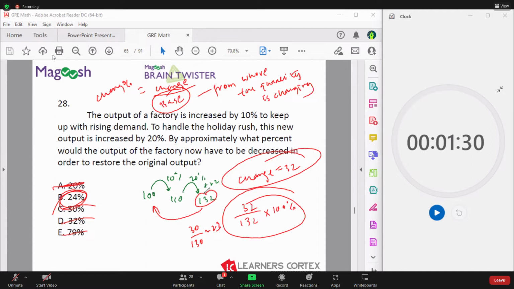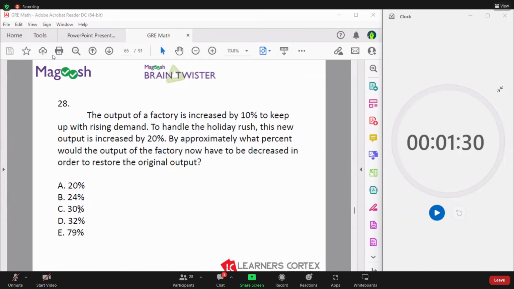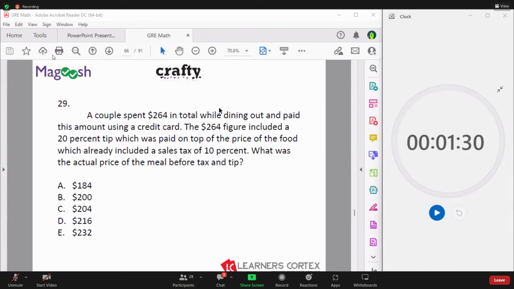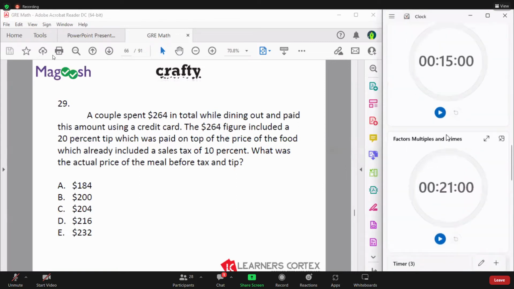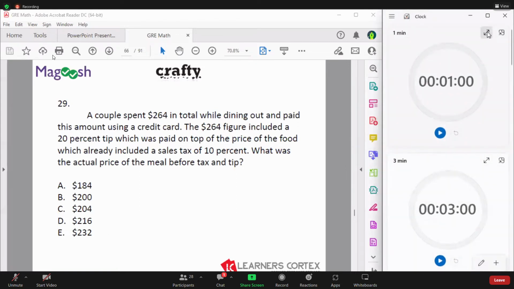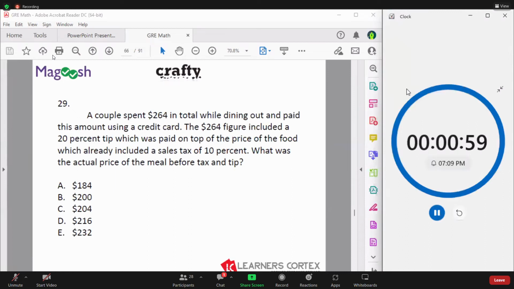So the quantity is changing by 32 from 132, not from 100. It is changing from 132 back to the original. So that would be the base, and you can answer it. Okay. So same numbers, almost same numbers. Let's try this one. Instead of 1.5 minutes, I'll give you 1 minute for this one. Go.